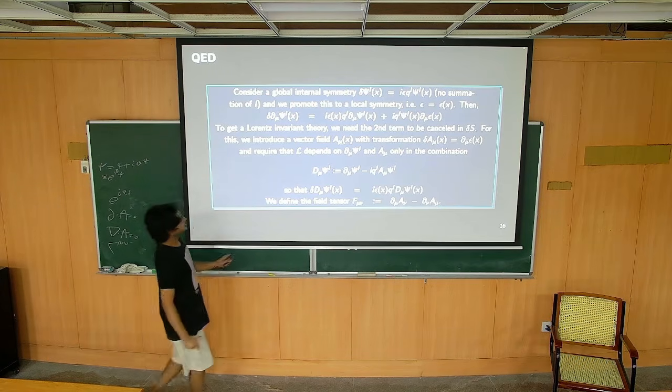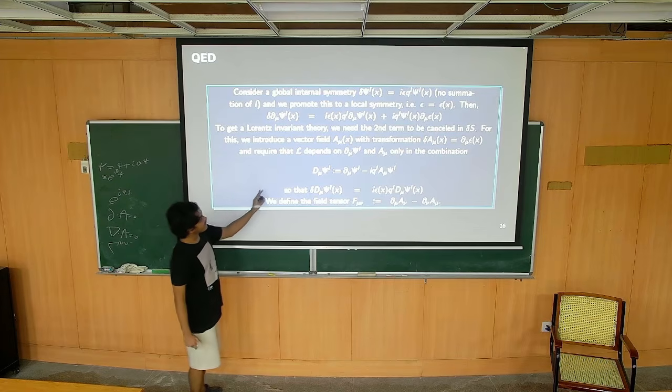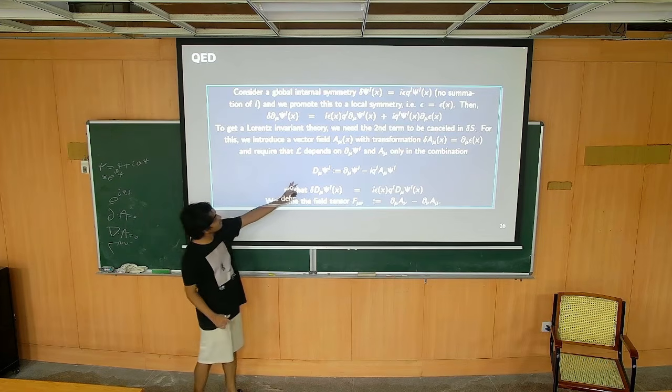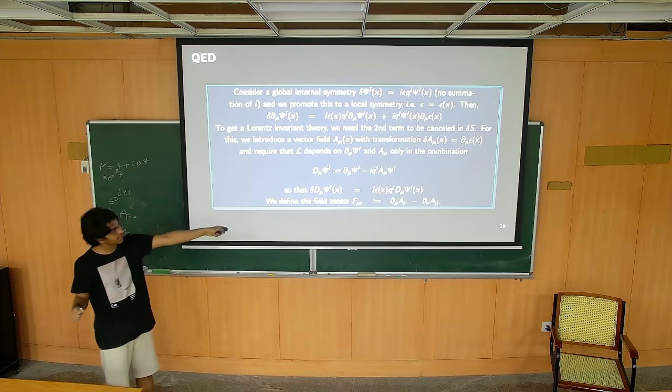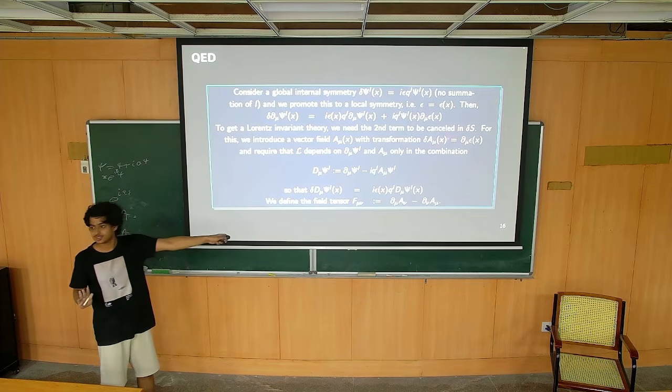Good. Now we need the Lagrangian. We will impose that the Lagrangian is invariant under the transformation where psi goes like this and A goes like this. This is a combined transformation. You don't just do this; whenever you do this, you do this also.